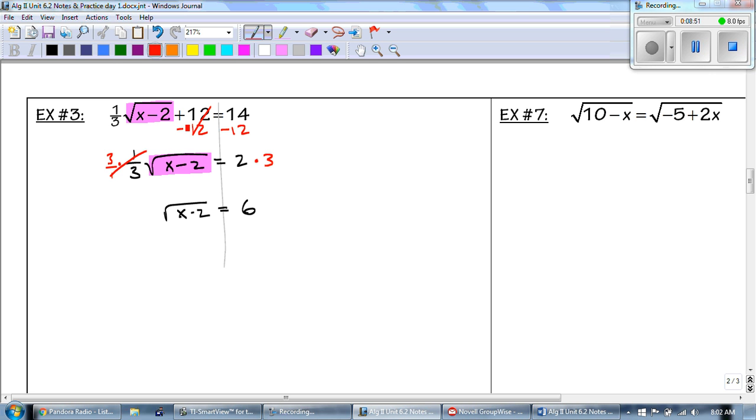So then we have the square root of x minus 2 equaling 2 times 3, which is 6. To cancel the square root, I'm going to square both sides. So we get x minus 2 equals 6 squared. No, it is not 12. Good. 36. And then we add the 2 to both sides. So we get that x equals 38.